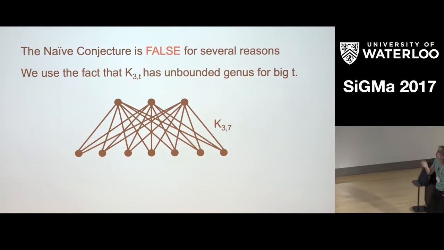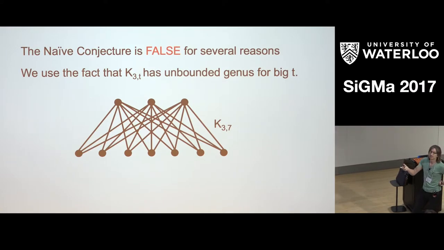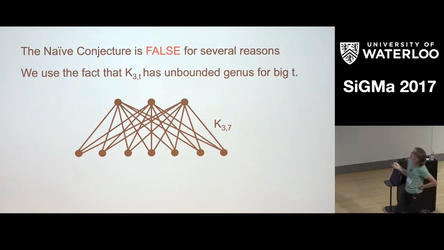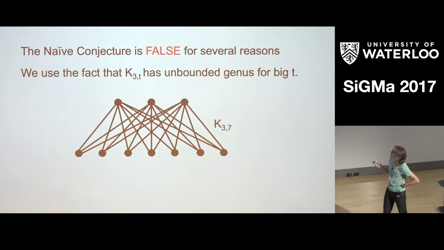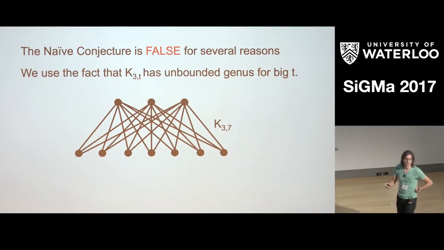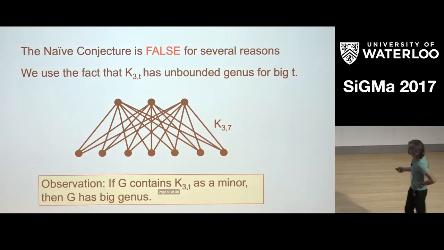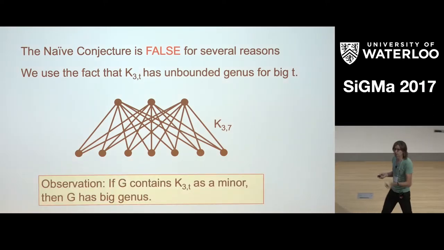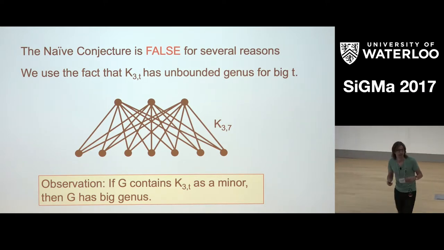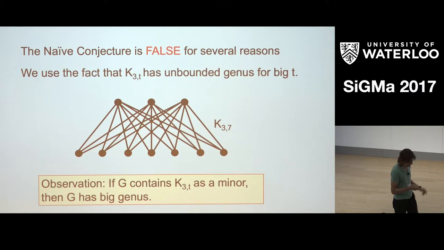So going forward, I'm going to need to say a graph doesn't have bounded genus. What's going to be my certificate that a graph does not have bounded genus? I'll use the fact that K_{3,t} has unbounded genus for big t. That is, as t gets bigger and bigger, the genus of K_{3,t} gets bigger and bigger. Right. So what does that mean? That means that any graph which contains K_{3,t} as a minor is also going to have big genus.